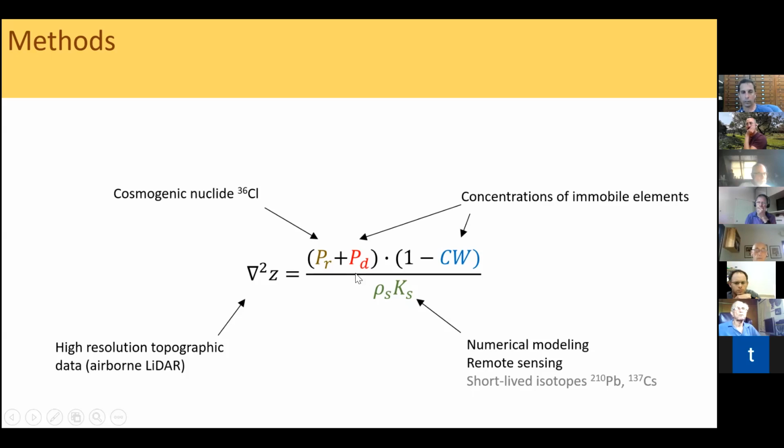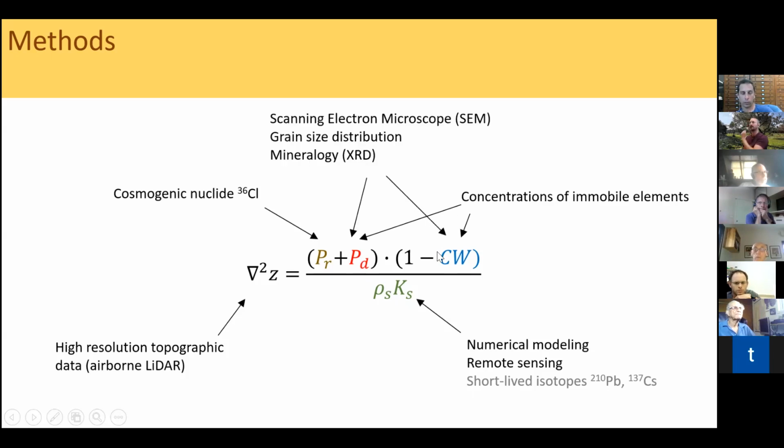To get dust flux and chemical weathering, we used measurements of concentrations of immobile elements. And for some other methods, we did some work with scanning electron microscope, grain size distribution analysis, and mineralogy.